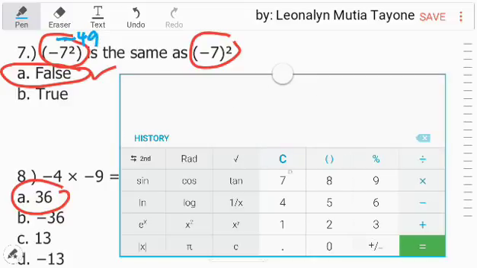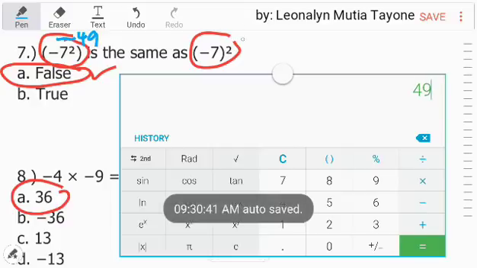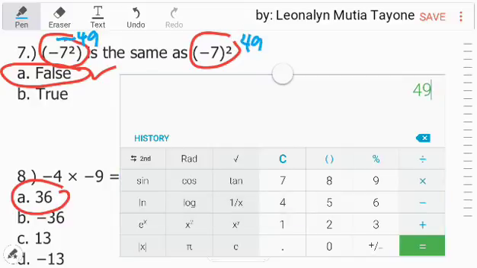Next, negative 7 raised to 2. Let us erase the parentheses so that it is exactly the same as our given. Negative 7, both inside the parenthesis, and then we squared it. So, the answer here is positive 49. So, negative 49 is not the same as 49. So, the answer here is false.